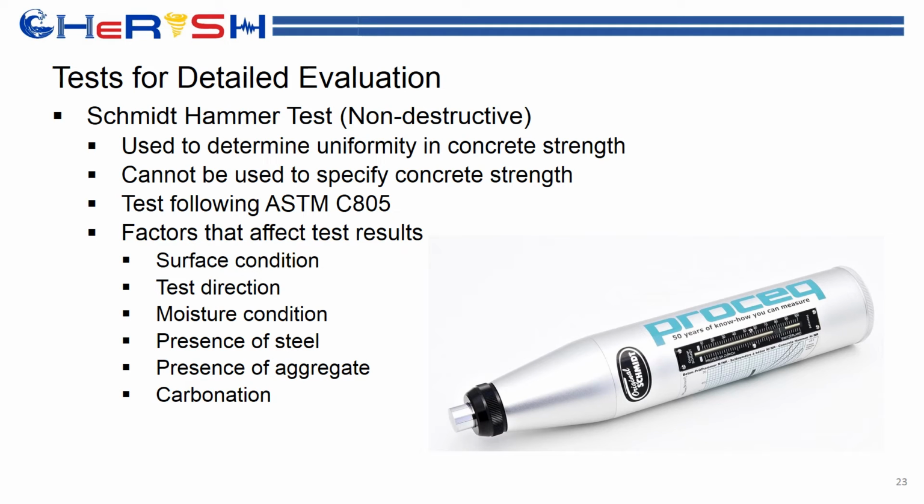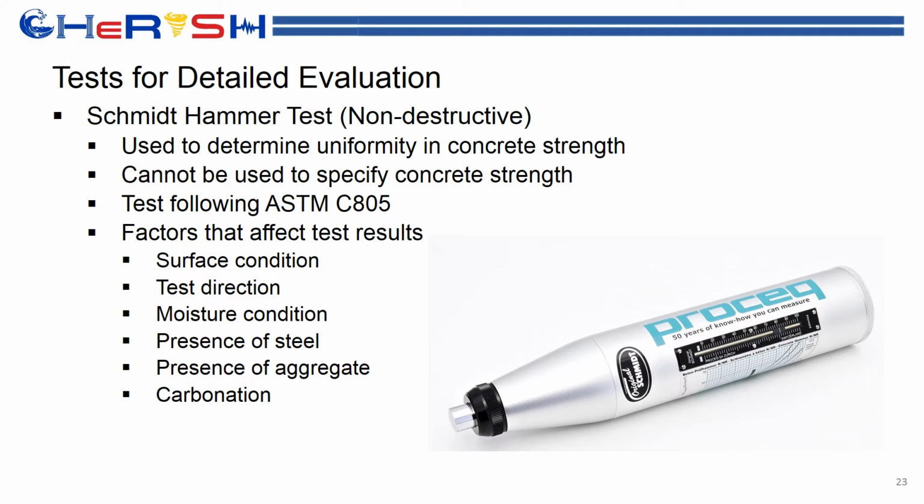As a matter of fact, the codes do not allow you to use this rebound hammer technique in order to quantify the compressive strength of concrete. The reason is there are several factors that influence this result from rebound hammer tests, and those are the surface condition, test direction, moisture condition, the presence of steel.